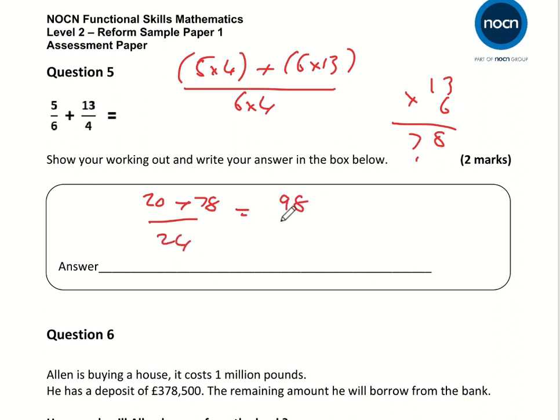So that is 98 over 24. Both are even, so I'll simplify that to 49 over 12, and I'll turn that into a mixed number. How many 12s go into 49? Well, 12 goes into 49 4 times. 4 12s are 48, so that is 1/12 left over. So there's my final answer, 4 and 1/12.